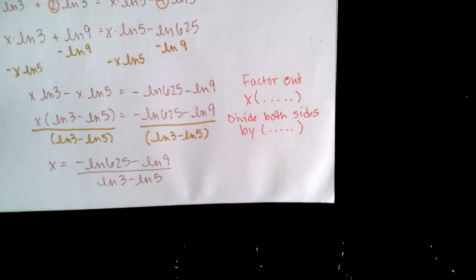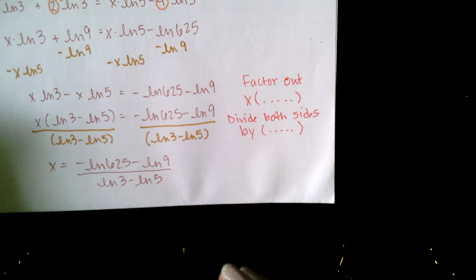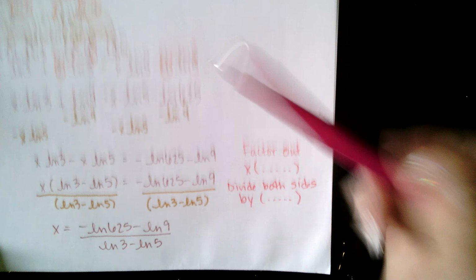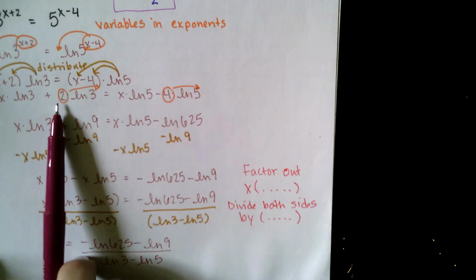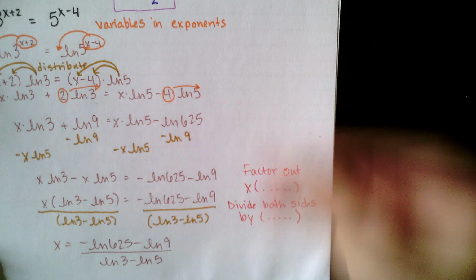We're not going to do any more simplifying, although there are other things you could do to change how that looks. I'm totally fine with it staying that way. I would have been totally fine with you leaving 2 natural log of 3 and 4 natural log of 5. So that's fine as well.